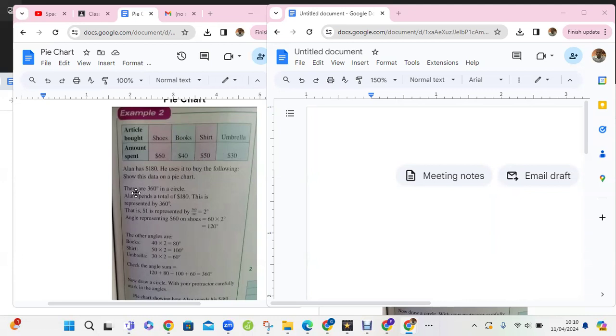Now the total amount of degrees in a circle is 360. All right, there are 360 degrees in a circle. So Alan spent a total of 180, and then you have 360 degrees total. So you can apply ratios now to calculate the angles per item bought.